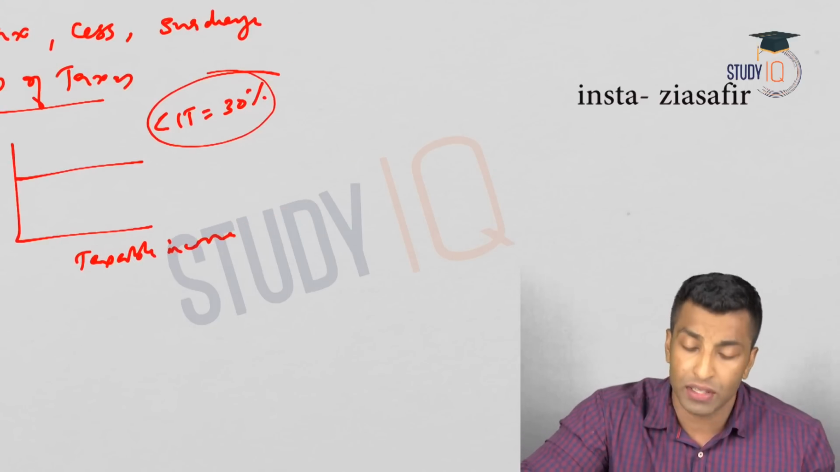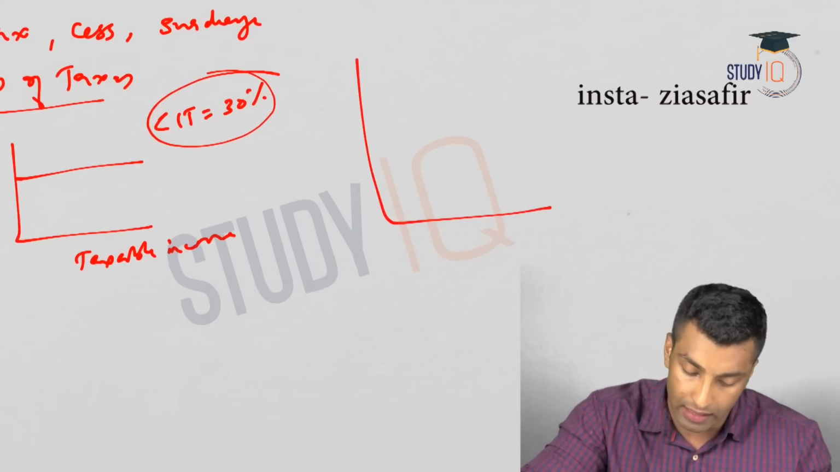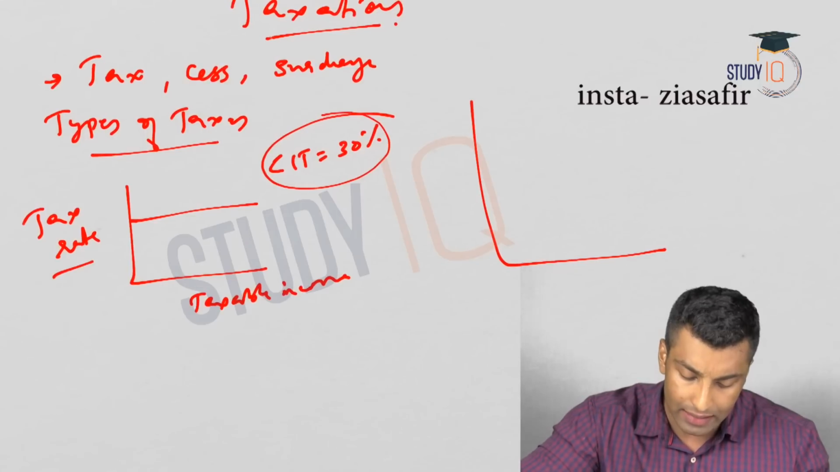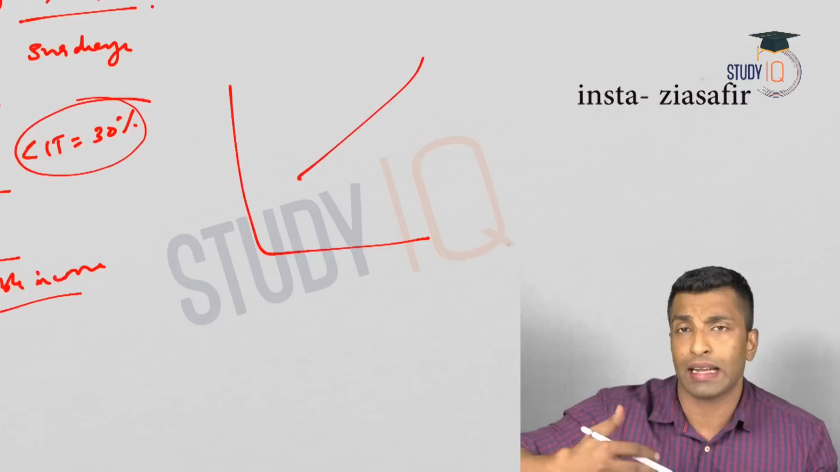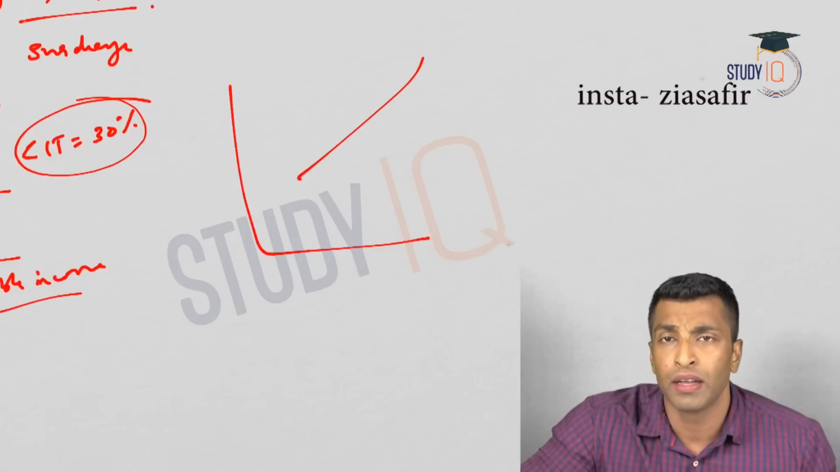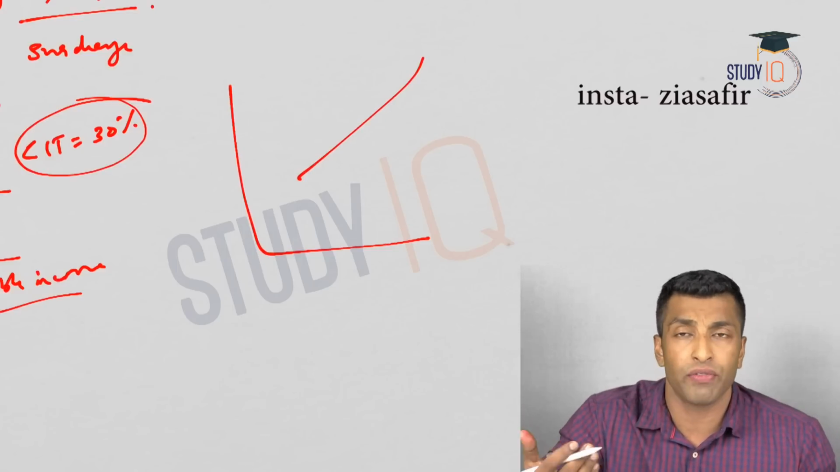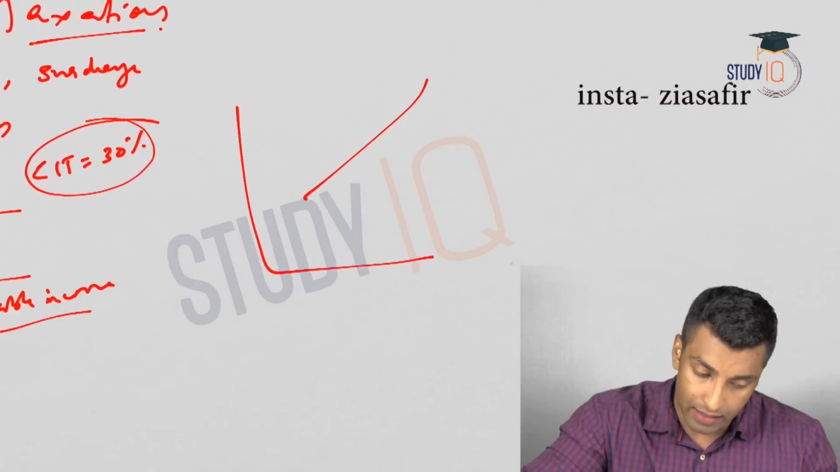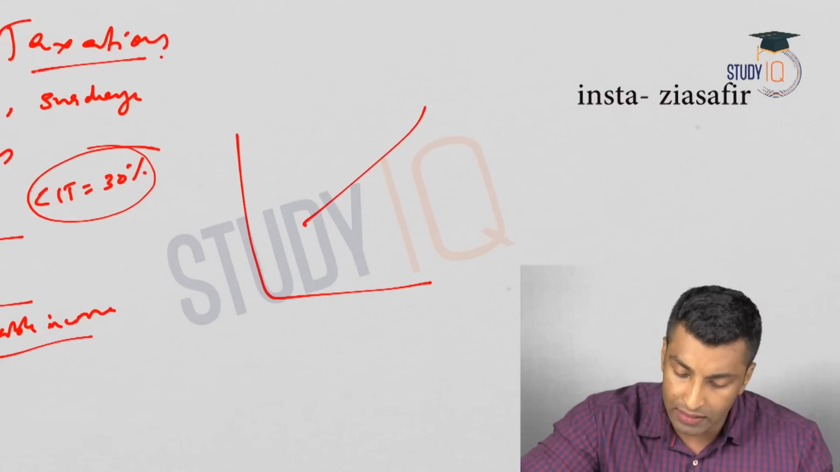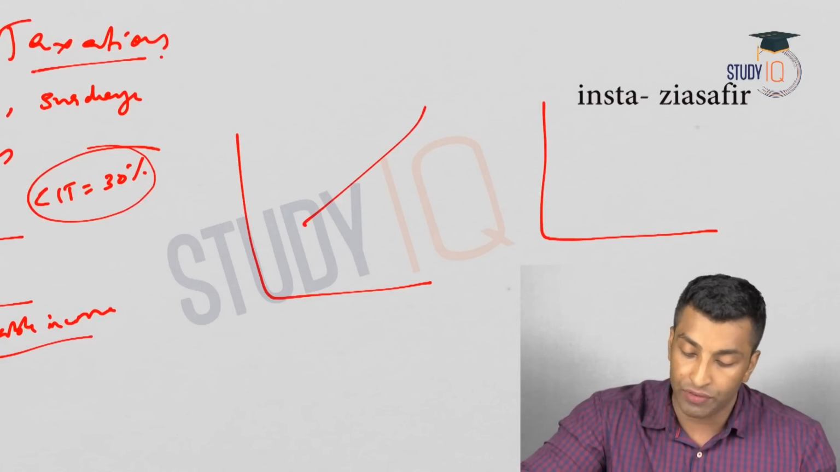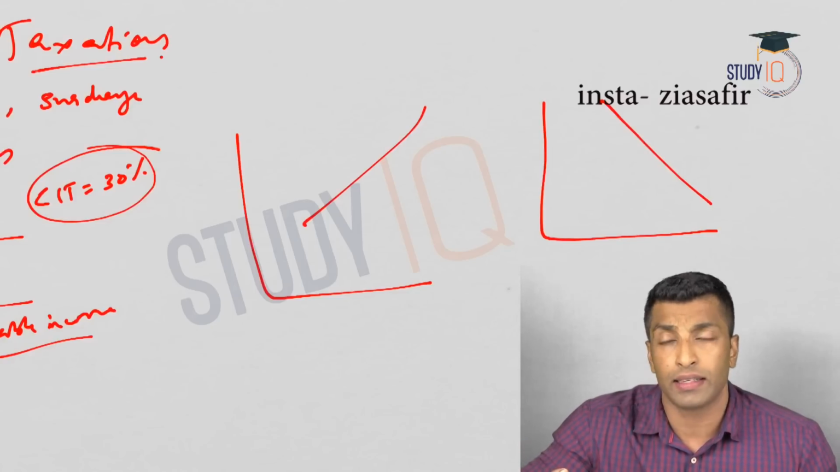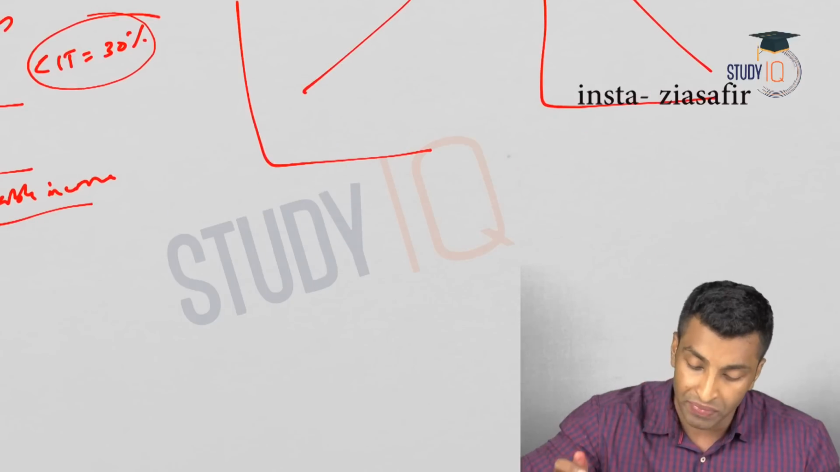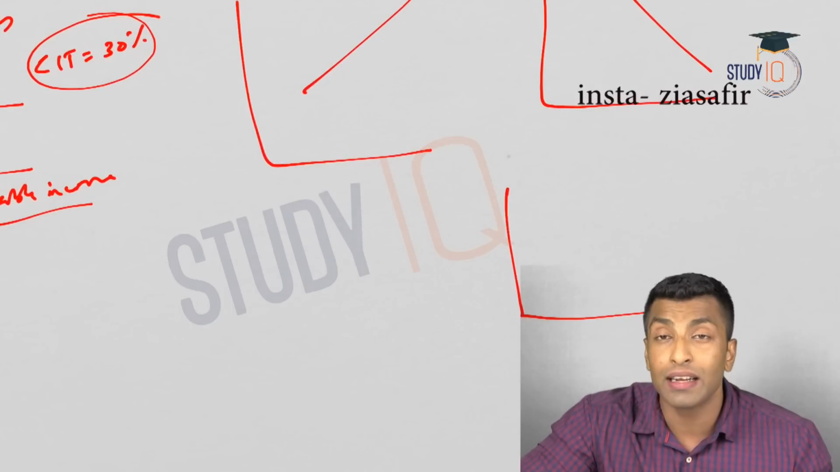Then we have seen progressive tax, and progressive taxes like this. I'm not drawing again this x-axis and y-axis, it is the same. Progressive tax will go like this. That means when the taxable income is increasing, the tax rate also increasing, and we are following that system. And there will be regressive tax, that also we have discussed. That is a reverse of progressive tax. When the taxable income is increasing, the tax rate is actually coming down. And finally we have discussed about degressive tax.